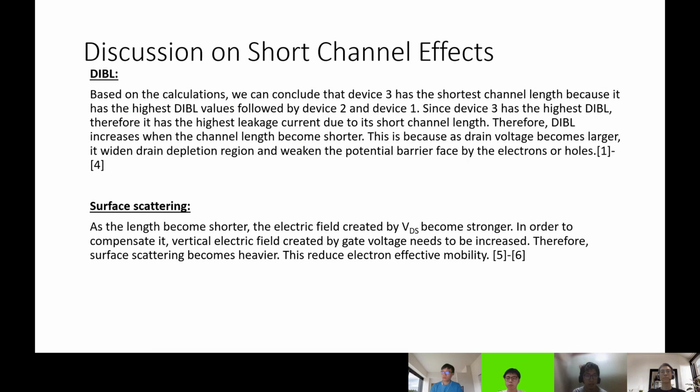The second one is surface scattering. Since we have device 3 with a very short channel length, the electric field created by the drain voltage will become stronger. In order to compensate for the strong electric field, the vertical electric field created by the gate voltage needs to be increased. Therefore, it will make the surface scattering heavier, and it will reduce the electron effective mobility. Thus, our leakage current will become higher. Next.